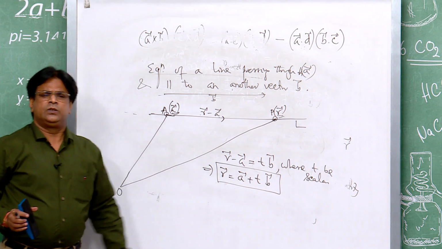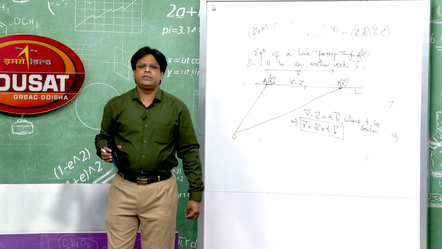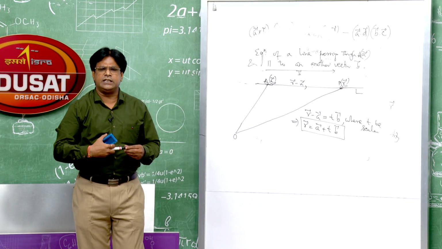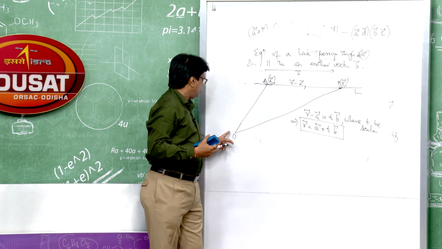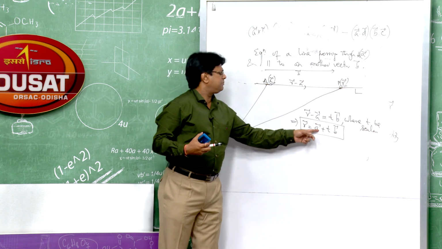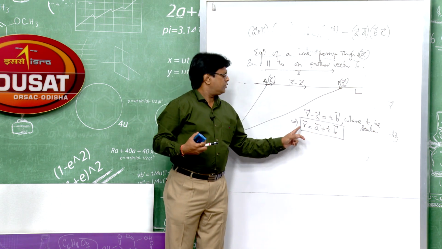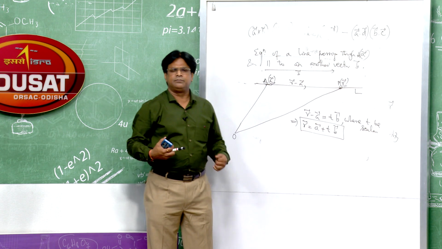Okay. So, note the vector equation of a line passing through the origin and parallel to any vector B is given by, suppose this line is passing through the origin. So, in place of vector A, this is taken as 0. So, r vector is equal to tB.